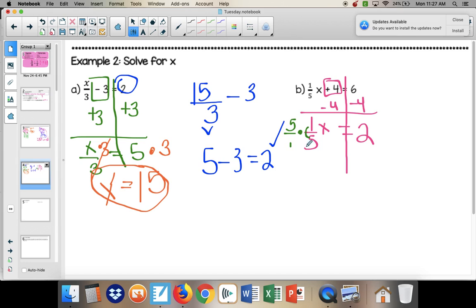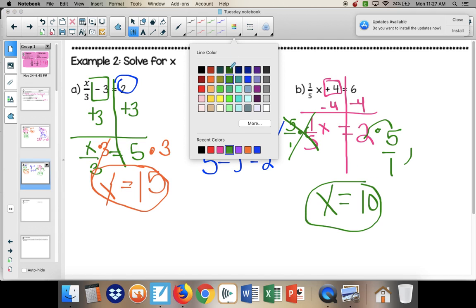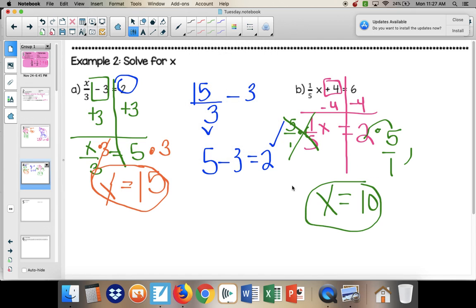So 5 over 1. I multiply this by 5 over 1. So the 5's and the 1's cancel. And again, our goal is to get x by itself, get it isolated. And then 2 times 5 is 10. 10 divided by 1 is still 10. So x equals 10.